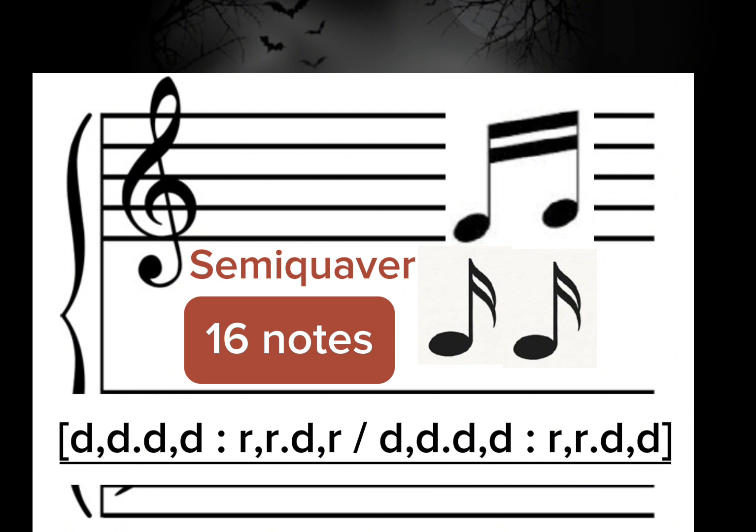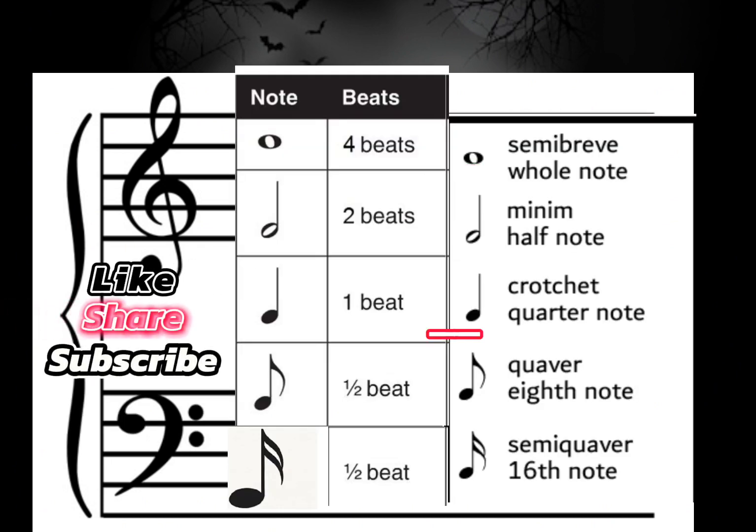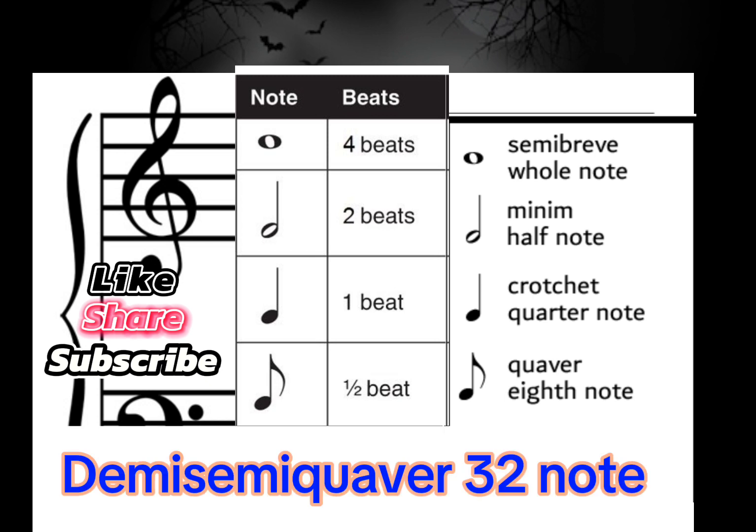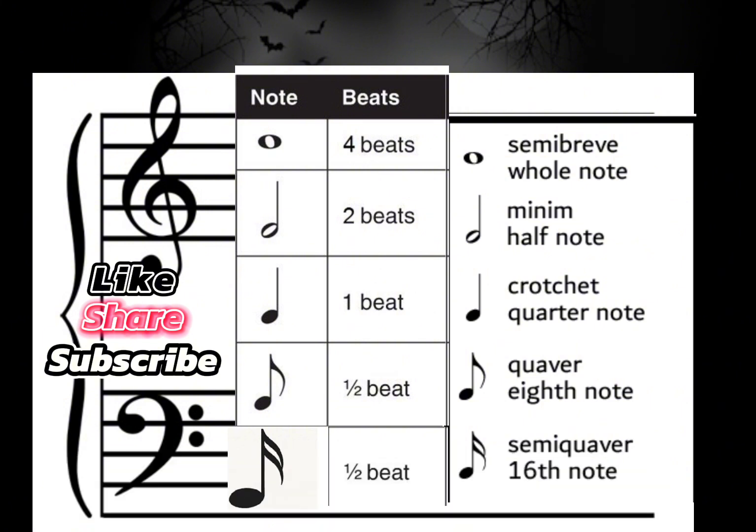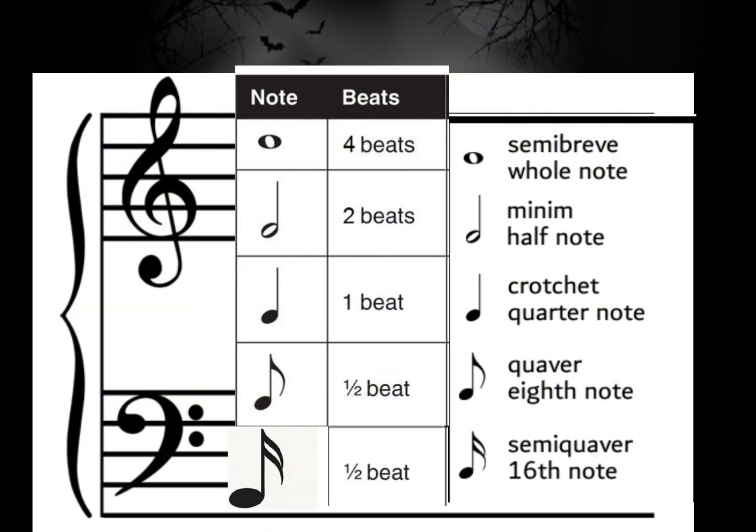The basic ones are those ones I have mentioned: semi-breve, minim, crochet, quiver, semi-quiver. There are other notes. For example, demi semi-quiver, which is 32 notes. We have hemi demi semi-quiver, which is 4 notes. As we progress, you get to know all of them one after the other. Just calm down and be learning them one after the other.